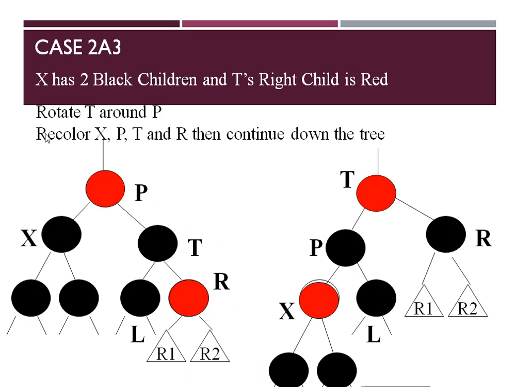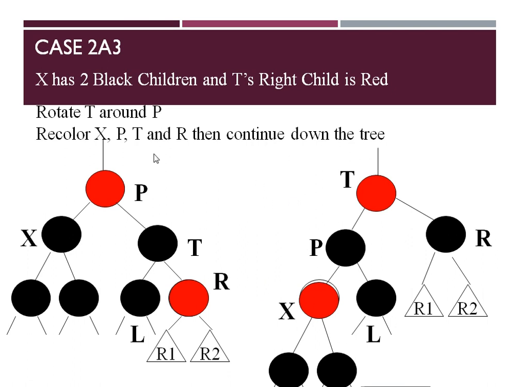In case 3, X has 2 black children and the right child is red. If this is the scenario, then what you need to do? Rotate T around P. First you need to do this rotation, taking these 3 nodes P, T and R, performing rotation towards the left side. So T will become the root node, P will become the left child, and this X position will be shifted down one level. R will become the right child of T, and you will get this kind of tree.